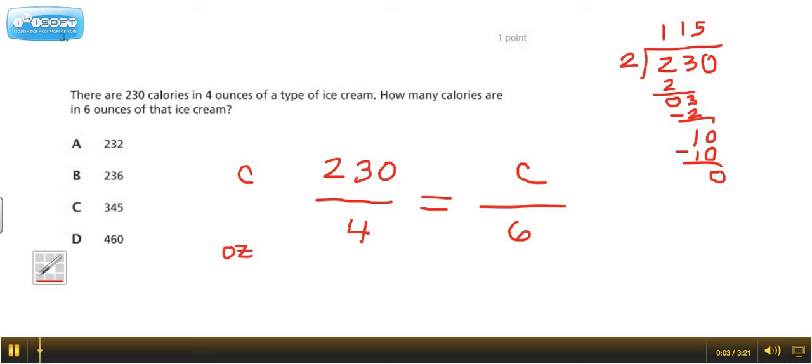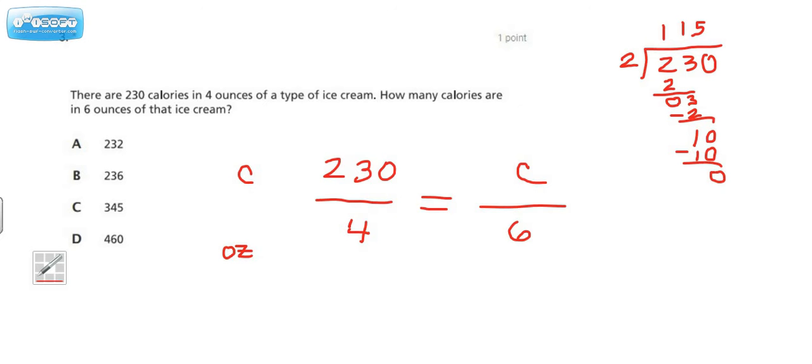We're going to go over a couple of shortcuts that you might want to consider taking for some of the questions on the Review H. So we're looking at number 3 at the moment. It says, there are 230 calories in 4 ounces of a type of ice cream. How many calories are in 6 ounces of that ice cream?